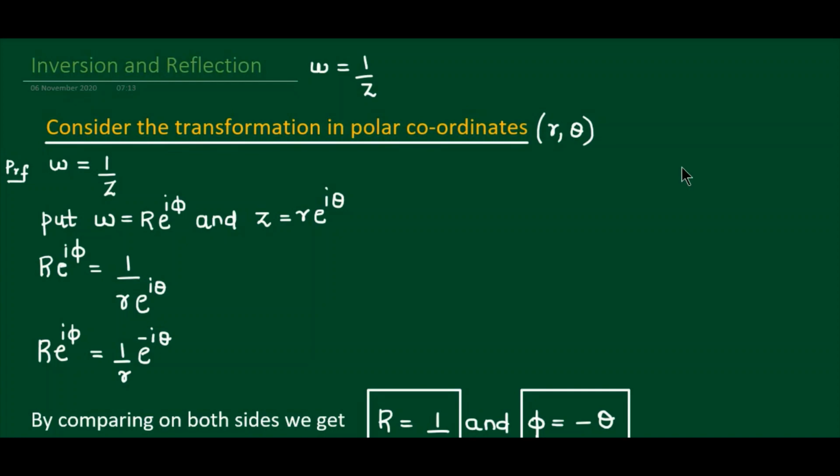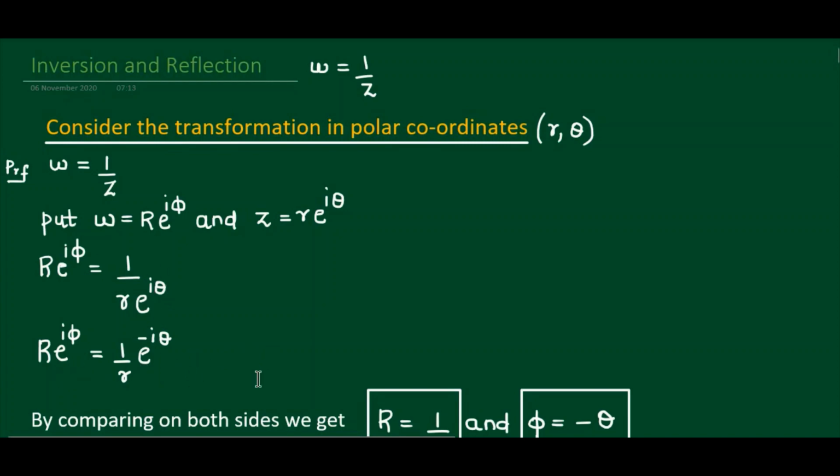In this video, I will be discussing a complex transformation called inversion and reflection, W equal to 1 by Z. Now first let us discuss this transformation in terms of polar coordinates as well as Cartesian coordinates. So put W equal to R into e raised to i phi and put Z equal to r into e raised to i theta in this equation and bring the exponential to the numerator.